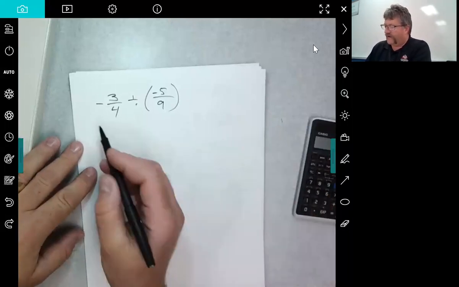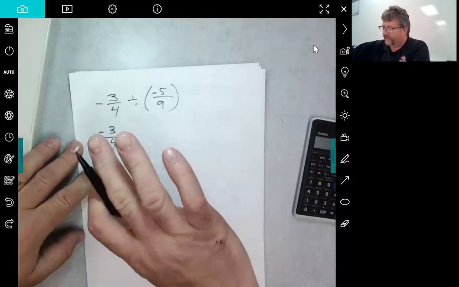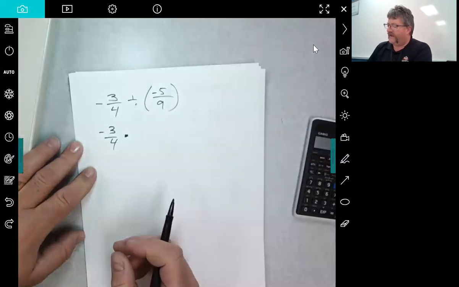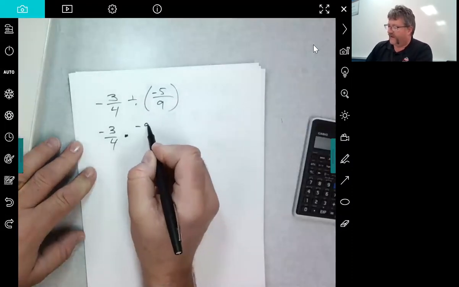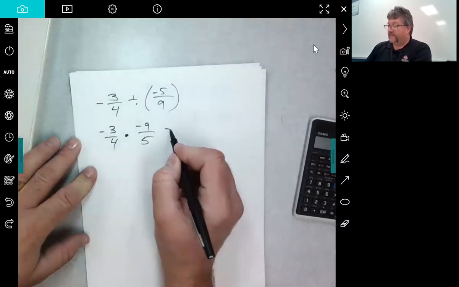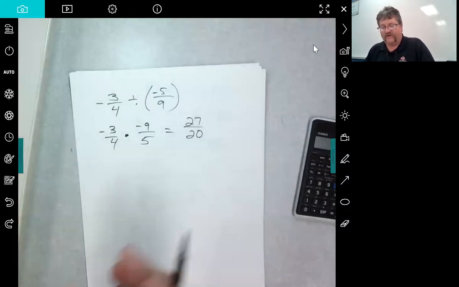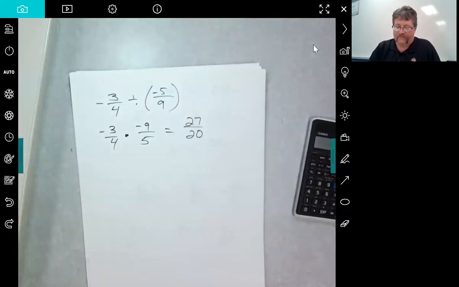We can stick it in the old calculator, or remember, you make it a times, and then we flip it over. Now, instead of putting the negative down with the 5, I'll just leave the negative up here, and I'll put it with the 9 instead. Same thing, right? Negative times negative is going to give me a positive, so I'll have a 27 over 20, which I could turn into a mixed number or whatever I want to do. But it's positive.